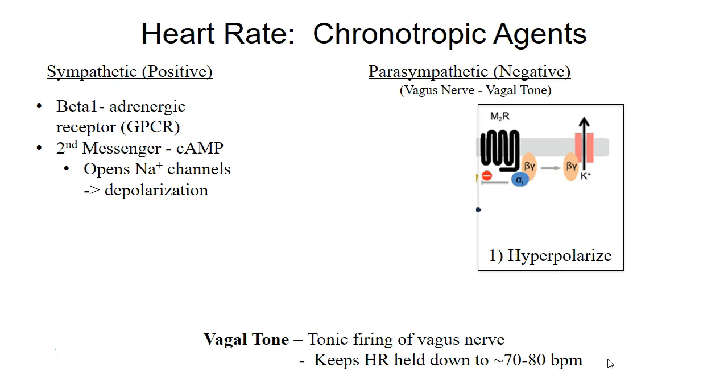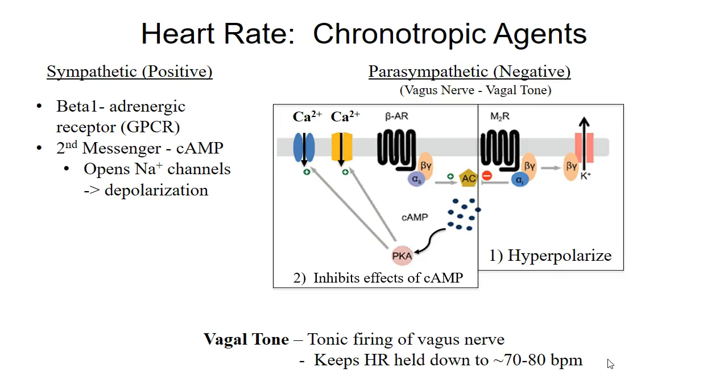The other one is that it's going to interfere with the ability of the sympathetic nervous system to elevate heart rate. So the other thing it does is that it inhibits the enzyme that makes cyclic AMP, right? Because we said cyclic AMP is really important for the sympathetic nervous system to elevate heart rate. So one of the things that the parasympathetic does is it inhibits the enzyme adenylate cyclase from making cyclic AMP. And if we have less cyclic AMP, then it's less likely to open calcium and sodium ion channels, right? So there's two ways that the parasympathetic nervous system inhibits or decreases heart rate. So it's a negative chronotropic agent.